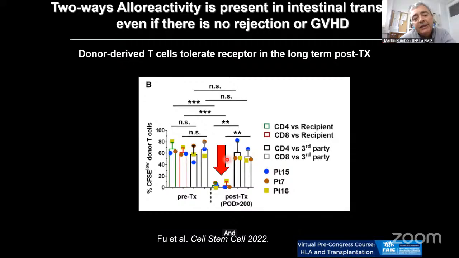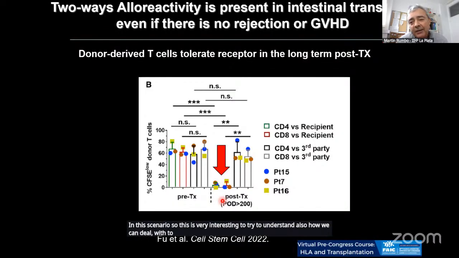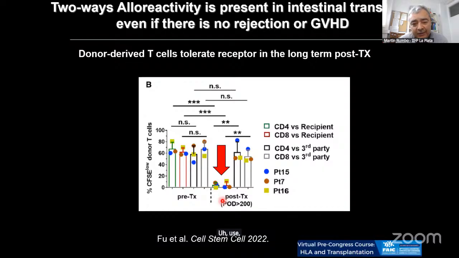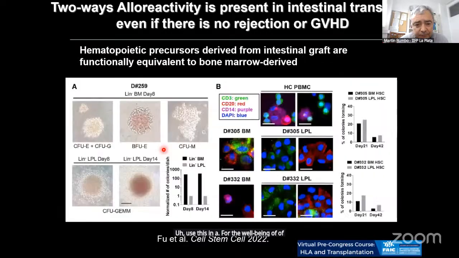And what is interesting is that they can show that several months after transplantation, the donor-derived lymphocytes tolerate the recipient. So in some way, alloreactive response can be controlled in this scenario. So this is very interesting to try to understand also how we can deal with tolerance and how we can use this for the well-being of the patients.